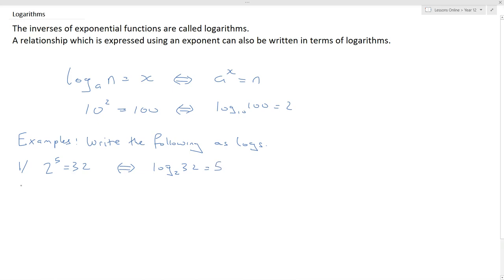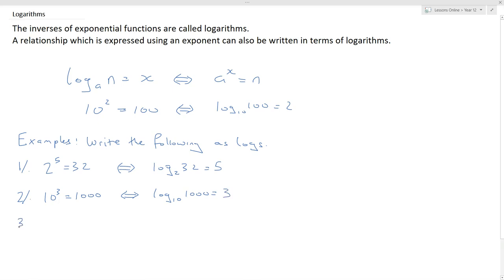So I'm going to write the next example. I want you to try it before you see the answer. You can press pause if you want. 10 cubed is equal to 1,000. So I want you to write that as a log for me. Log to the base 10 of 1,000 is equal to 3.